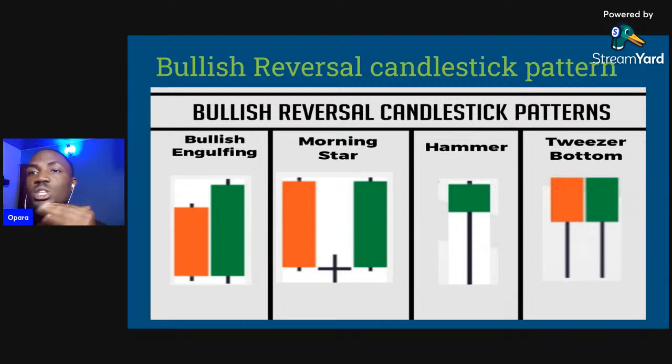We also have the tweezer bottom. There's what we call the Candlestick Bible. You can go on Google and just search Candlestick Bible. It's a voluminous book, it's big, but there are a lot of candlesticks explained there. You can just download it and glance through to have an idea of some of the candlestick patterns we have around. It's definitely going to help you, and it can also serve as a confluence for you.